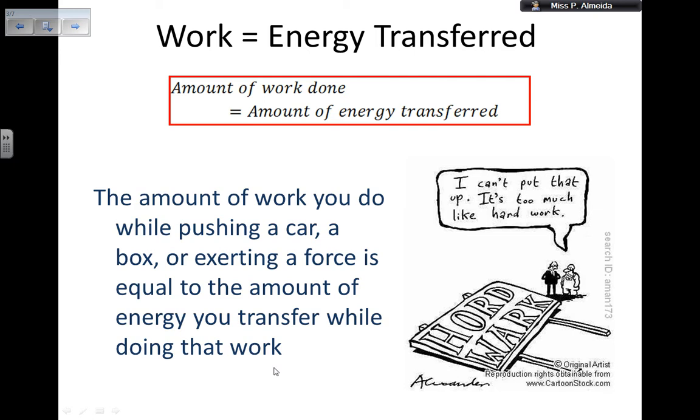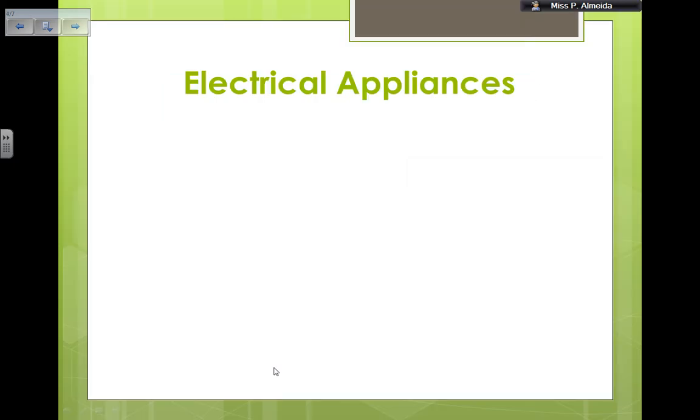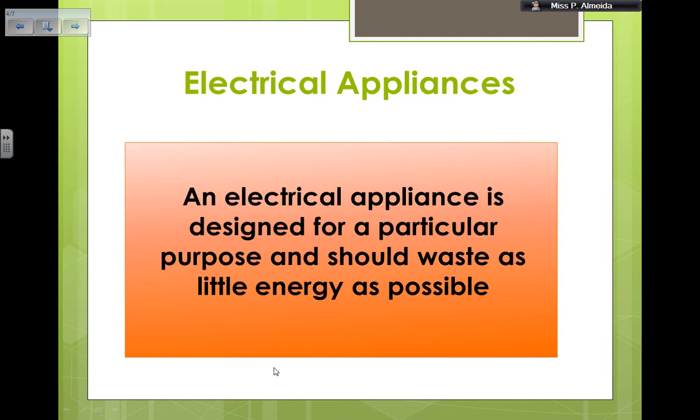So I have a video about this, if you want to go on the playlist and check, but work done and energy transferred is exactly the same thing.